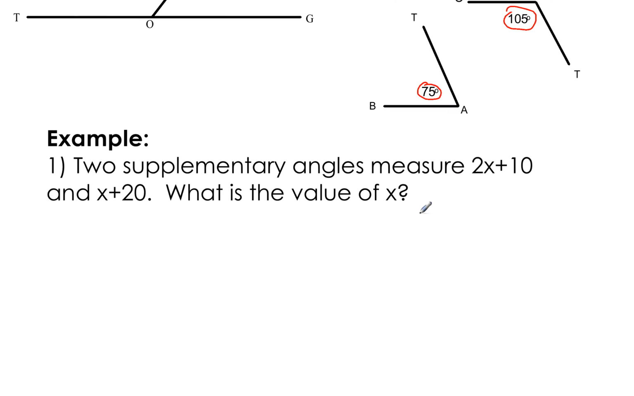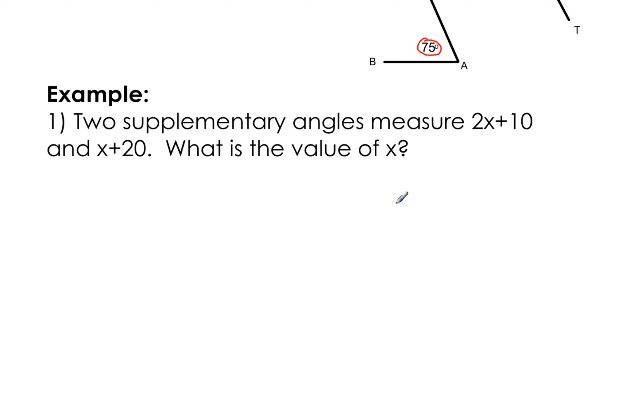Let's take an example. Two supplementary angles measure 2x plus 10 and x plus 20. What is the value of x? Because these two angles are supplementary, they are supplements of each other, that means 2x plus 10 plus x plus 20 is equal to 180 degrees. So we're going to combine like terms.